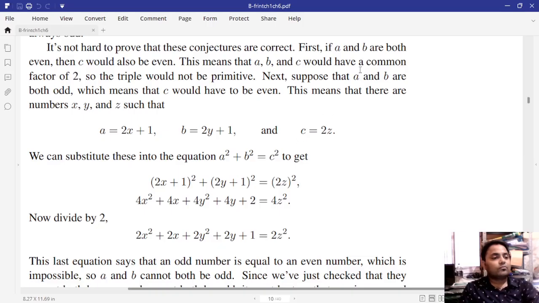Here we are using the numbers a, b and c in such a way that a is equal to 2x plus 1, b is equal to 2y plus 1 and c is equal to 2z.